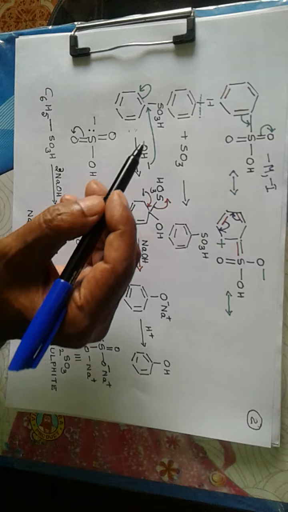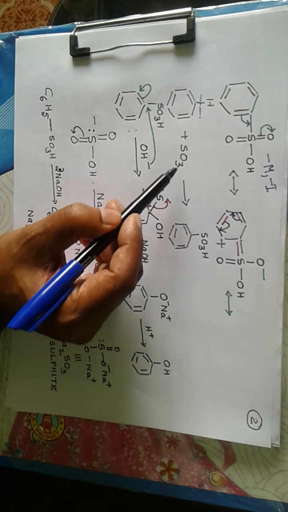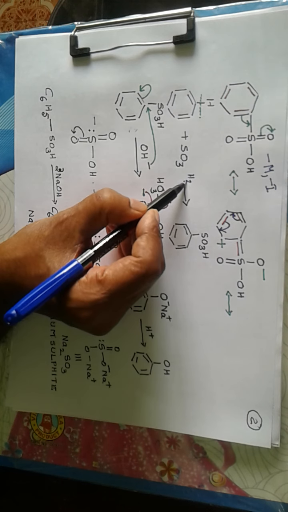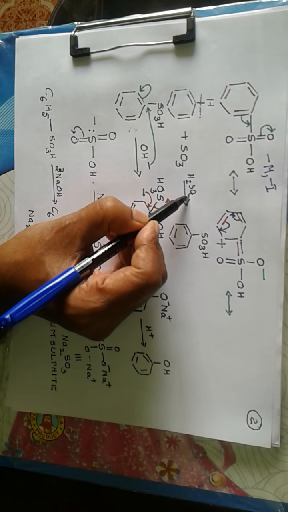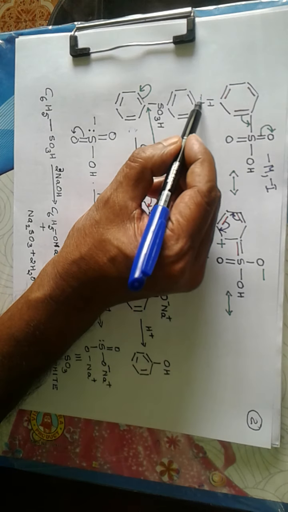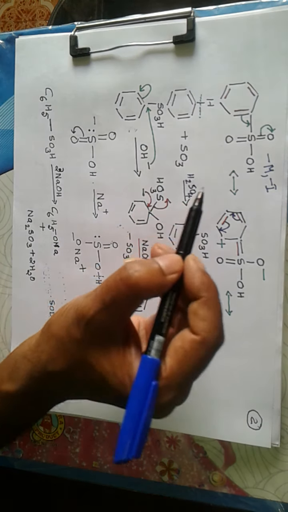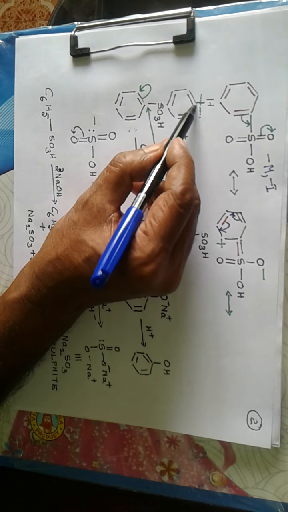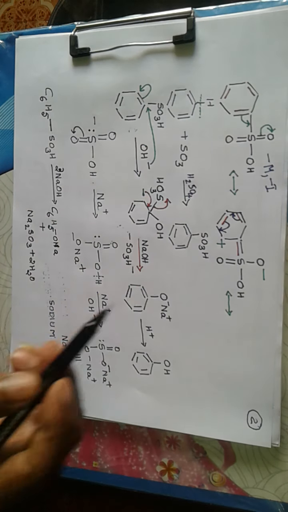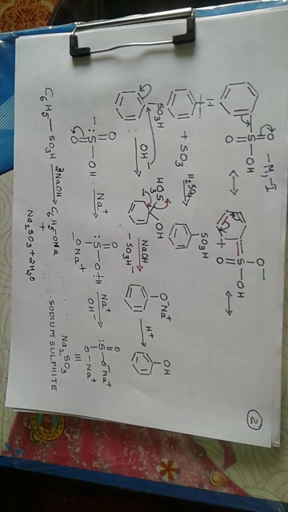Now the net reaction may be written as benzene plus SO3 in presence of H2SO4. This carbon to H bond is broken, and SO3 is getting connected to this carbon, and H is connected to oxygen, and we get SO3H, so that is the net reaction symbol.